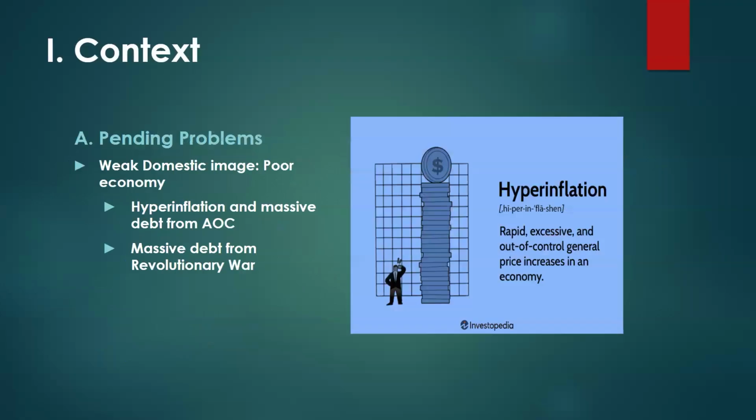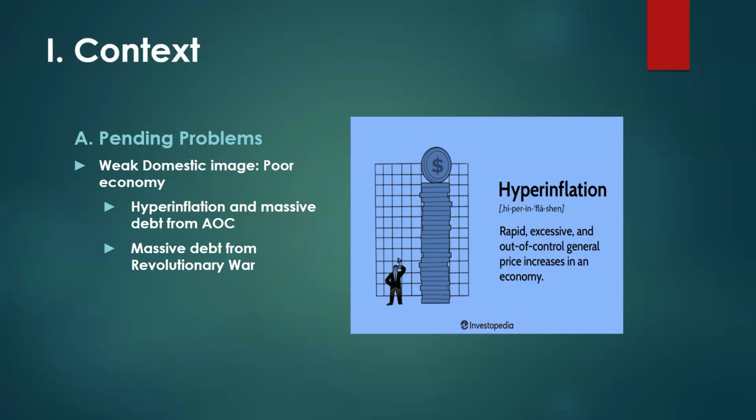Remember, there was hyperinflation and massive debt from all these different states printing their own types of money. There's no regulation of how much money they print, so some of them are printing money left and right, making that money lose its value, and that's making it very, very difficult for the individual states, as well as for the nation as a whole, to pay off their debts from the Revolutionary War.